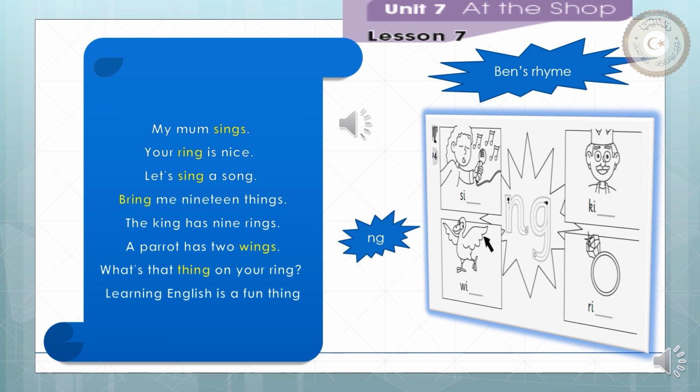Okay, check up with me the rhyme. Look at here. Let's sing a song. Mom sings. So the sound ing. Bring me 19 things. Remember, N and G make the sound ing when they are together, not individually. The king has 9 rings. When they are together, they make the sound ing. A parrot has 2 wings. Ring, sing, bring, thing, N-G. Wing, wings, plural. Learning English is a fun thing. Okay, try to check your course book.